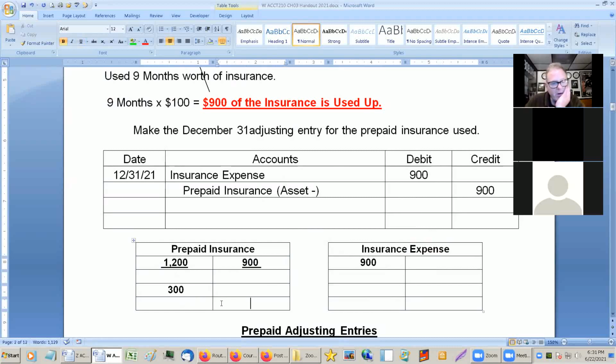Now, so yeah, this will be our ending balance in our prepaid insurance. We have 300 left. It'll go into the next year. We'll use that up in the first 3 months of 2022. But this 900 will be expensed in 2021 because we used up 900 of it in 2021.